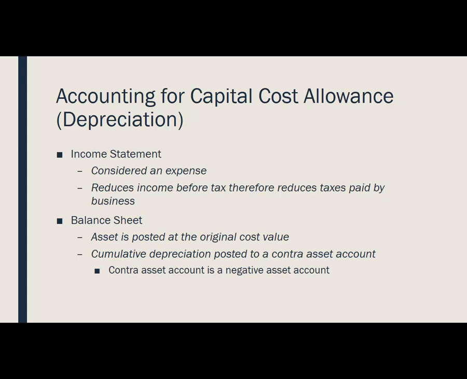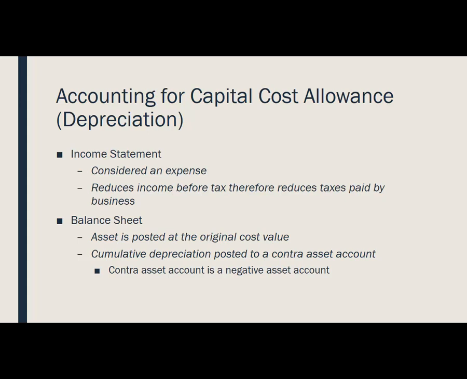So accounting for capital cost allowance or depreciation, there's two different ways that we really do it, and that is on the income statement and on the balance sheet. As you reduce the value in money, as you record it as an expense, you will bring that depreciation for that year over to your income statement as an expense.